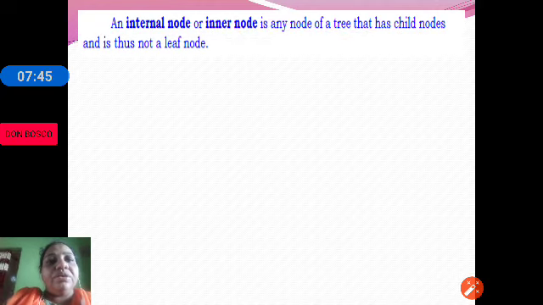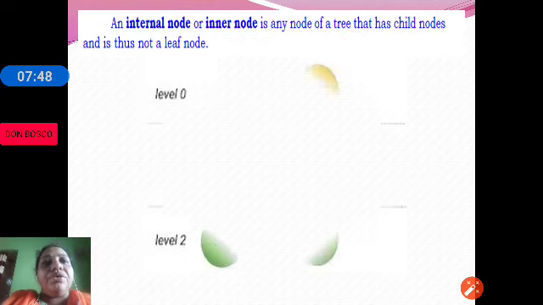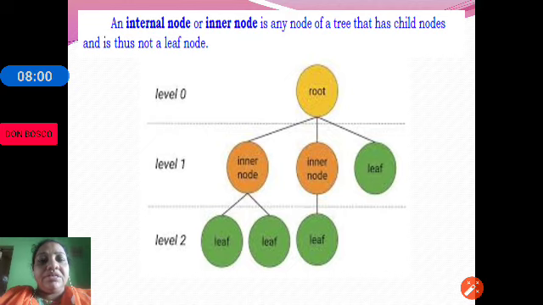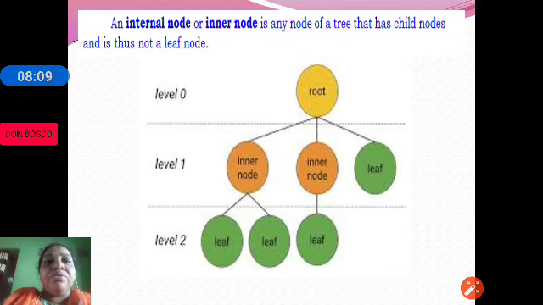Internal node or the inner node. So an internal node or inner node is any node of a tree that has child nodes and thus is not a leaf node. So you can say it is any node between the root node and the leaf node, but it should not be the root node or the leaf node. You can see here it will have a child node, but it is not a leaf node. Such a node is called an inner node or internal node.